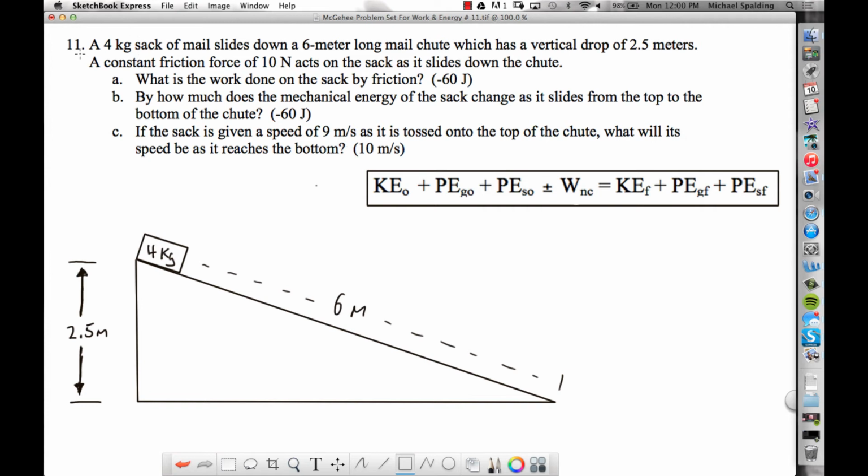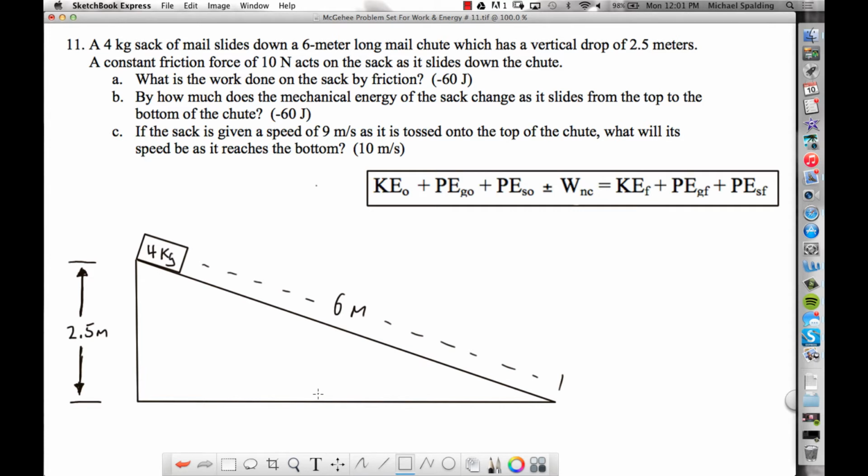Okay, number 11 on the McGehee problem set. We got a 4-kilogram sack of mail sliding down a 6-meter long mail chute, which has a vertical drop of 2.5 meters. So I got a little diagram here, and we're told a constant friction force of 10 newtons acts on the sack as it slides down the chute.